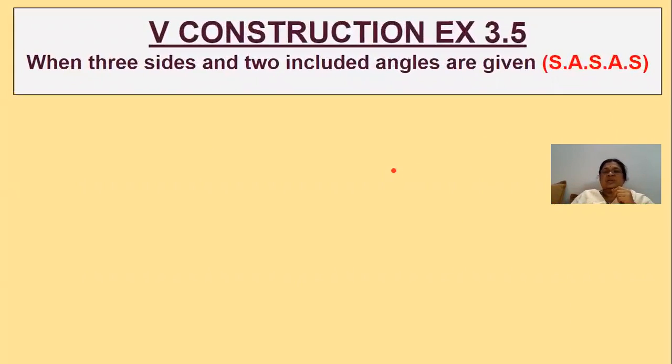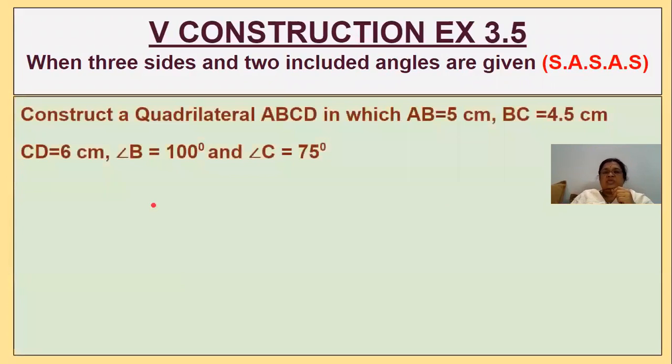See, this is the fifth construction, the problems regarding exercise 3.5, that is when three sides and two included angles are given. This is the problem I have taken. Construct a quadrilateral ABCD in which AB, BC, CD, three sides are given and two angles, that is angle B and angle C, are given. So first we'll draw a rough diagram for this.